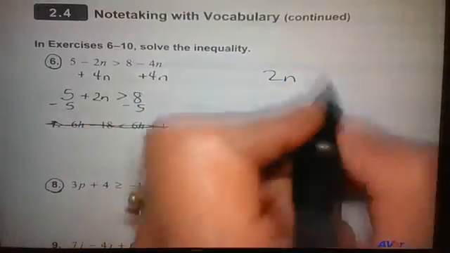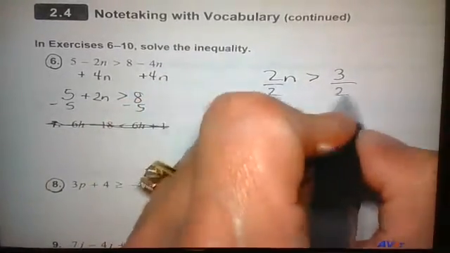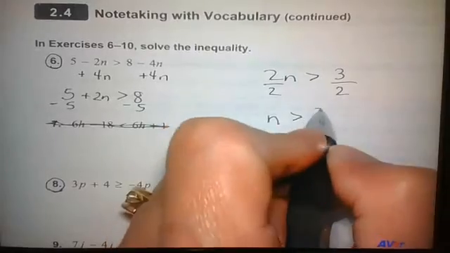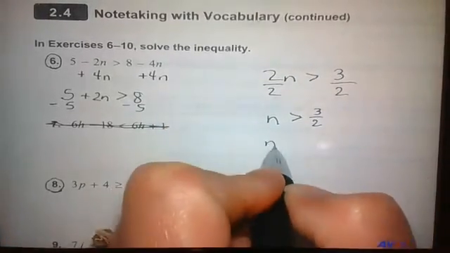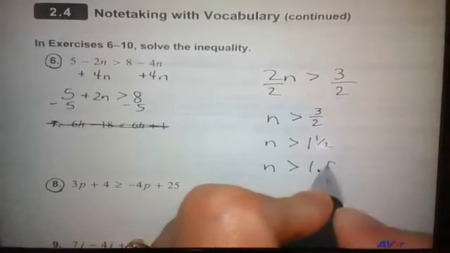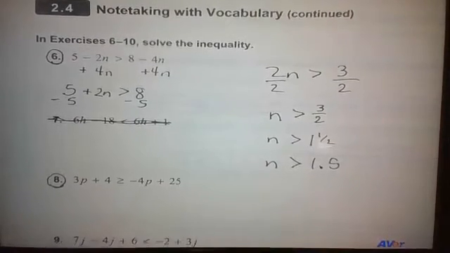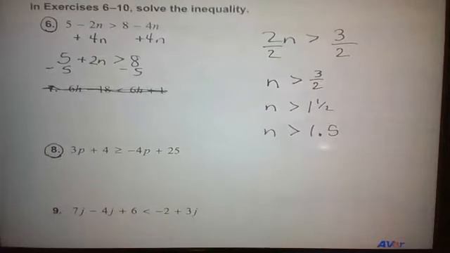2n is greater than 3. Divide by 2. Oh, no. Yeah, that's okay, you guys. Fractions are okay. You can leave it like that. You can leave it like this. You could leave it like this. Those all mean the same thing. Okay? So if you have to graph it, don't be scared. We don't have to graph these, but I'm sure you could. Okay, number 8, last one on this page.